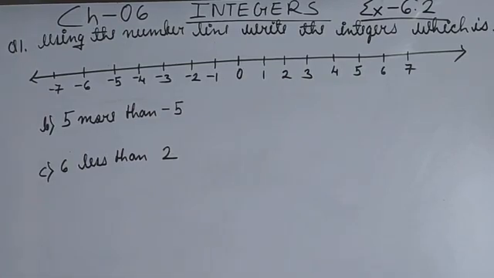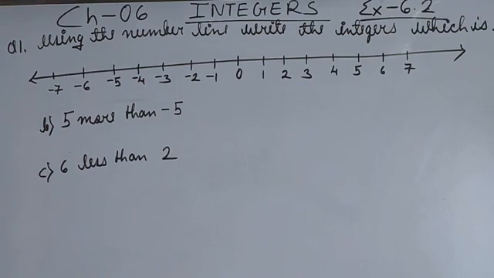Now this is question number 1 of your exercise 6.2. Question number 1 says, using number line write the integers for the conditions given to you in a, b, c, and d. You have to use the number line to tell which integer it is. So I am solving the b and c parts. A and d you will do by yourself after understanding the concept of this question number 1.